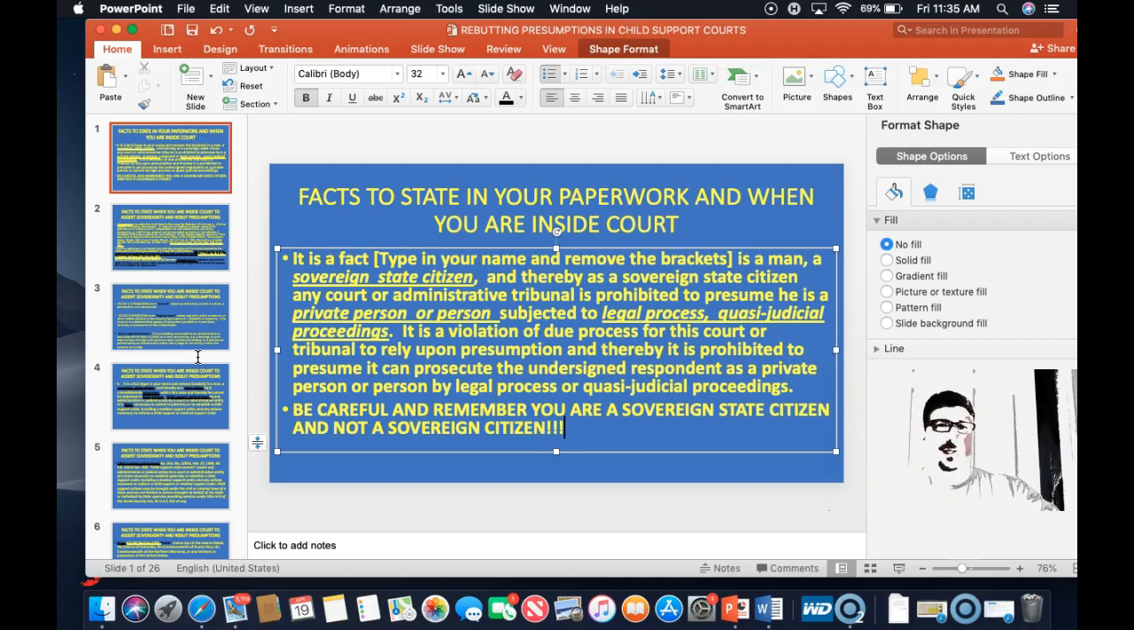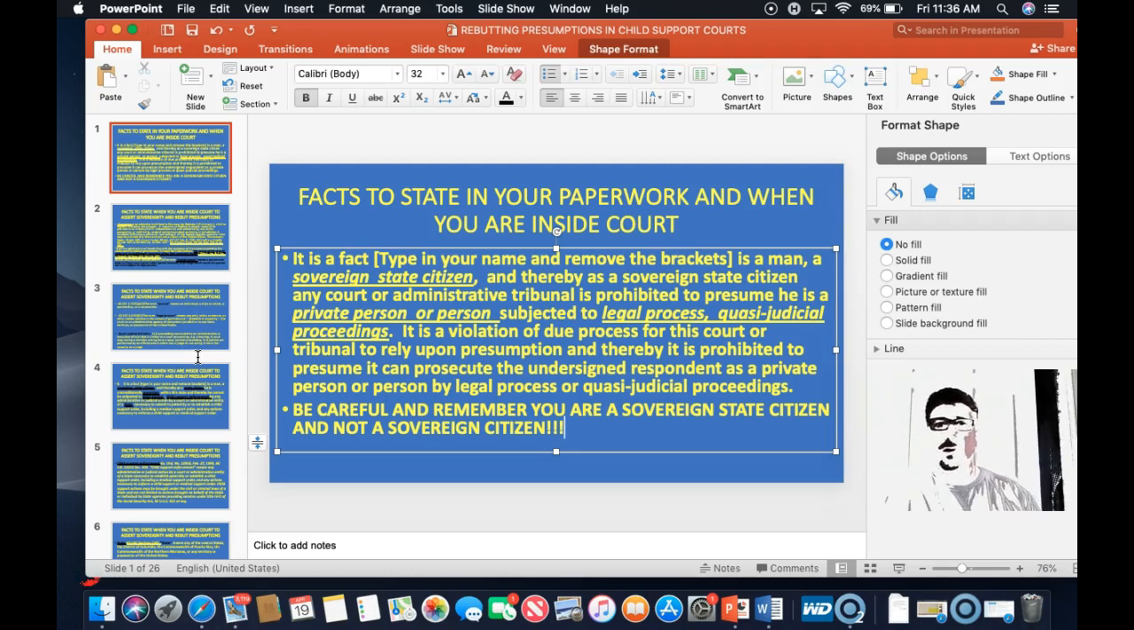Now, in the past, I was afraid of the sovereignty thing because some of you are having a hard time. I don't want you to go into court, and if you're not prepared and use it the wrong way, they can call you a sovereign citizen. They can even threaten to arrest you. So you got to be careful. You got to understand you're a sovereign state citizen.